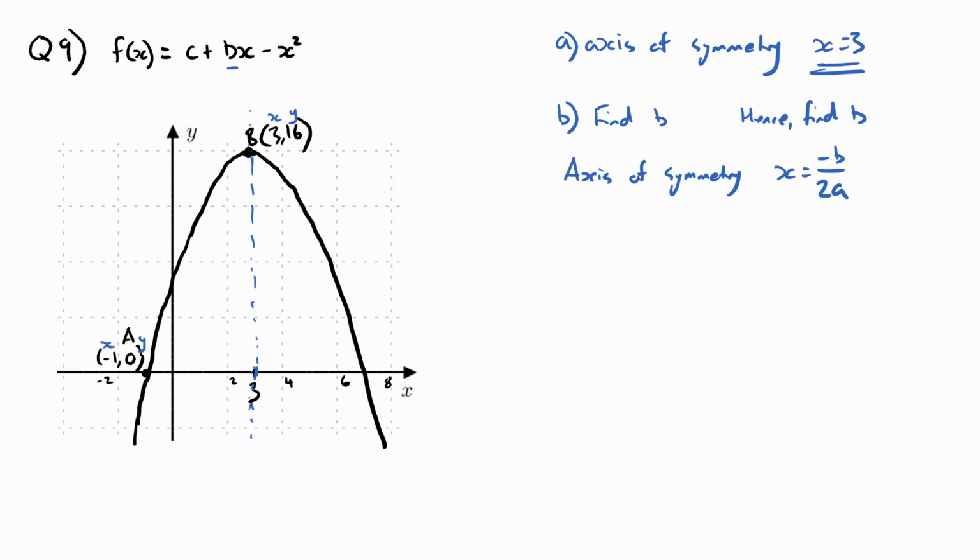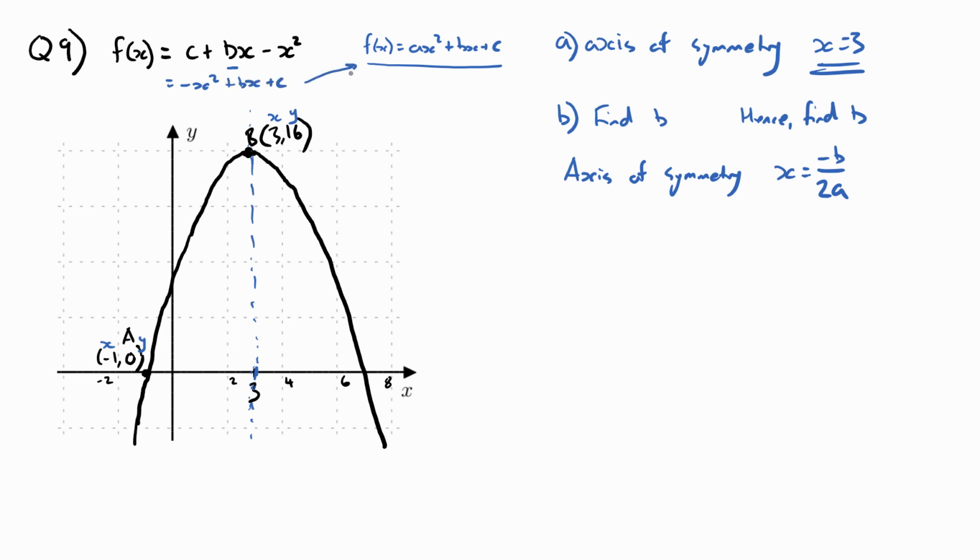So let's have a look at this function for a second here. A quadratic is usually given by ax squared plus bx plus c. That is the usual form of a quadratic. However, this particular question has tried to trick you a bit by putting it in a different order. If I was to reorder this, it would look like this: minus x squared plus bx plus c.